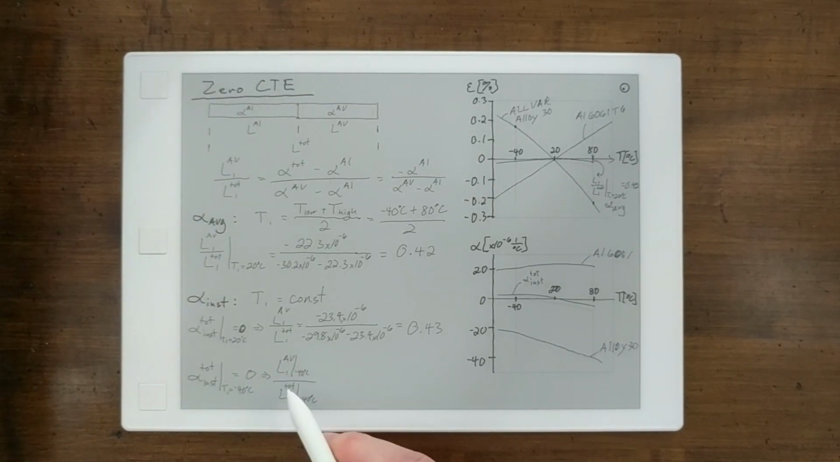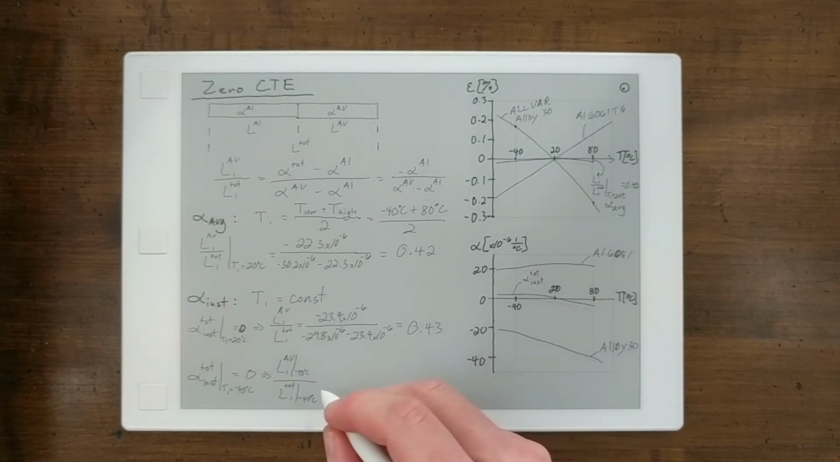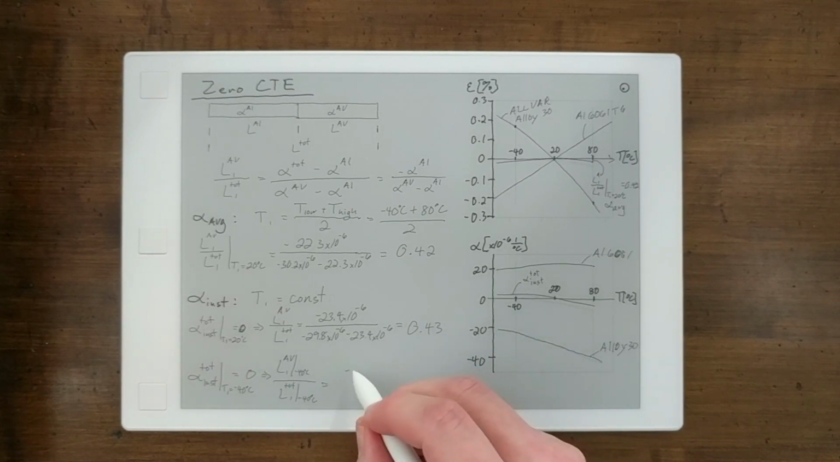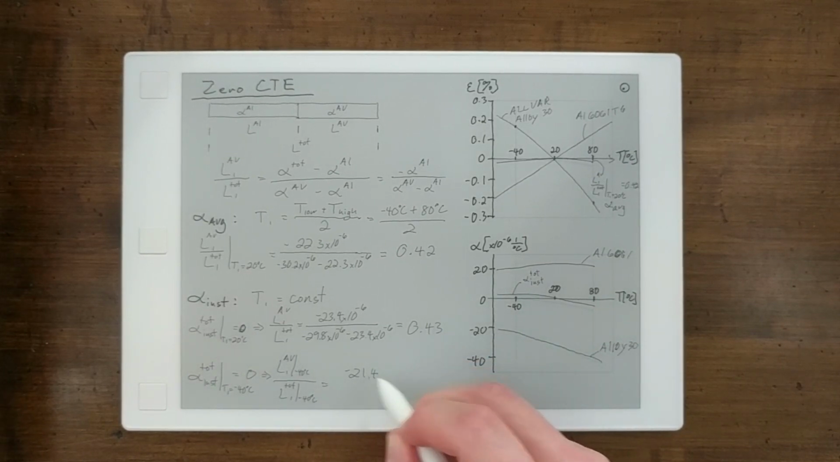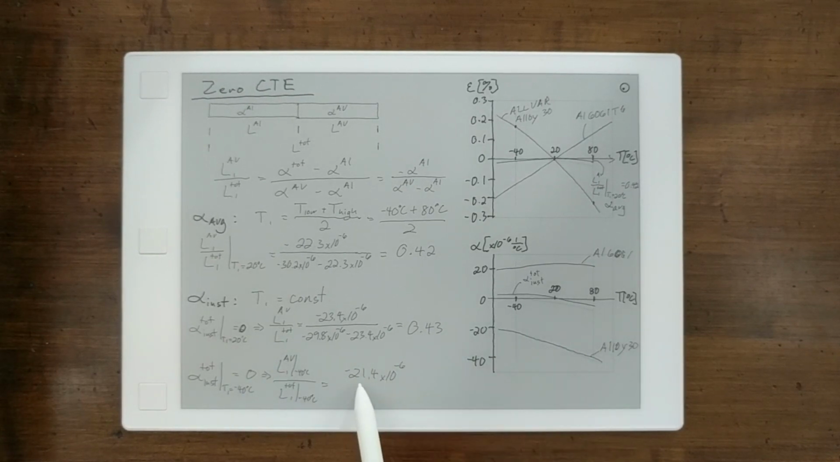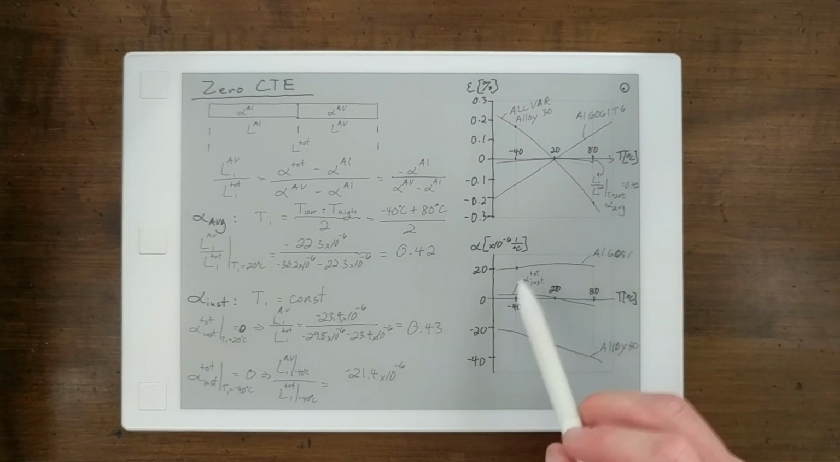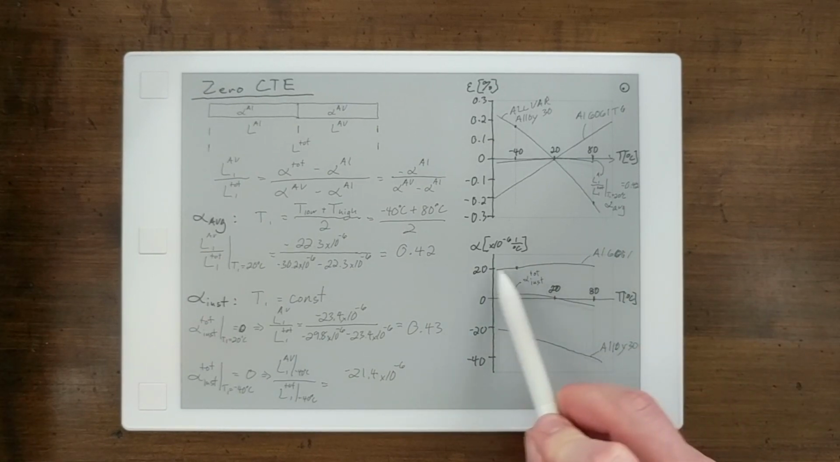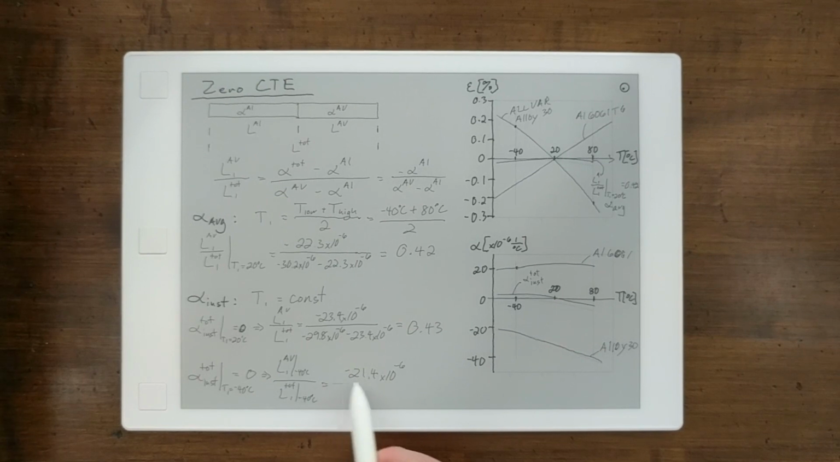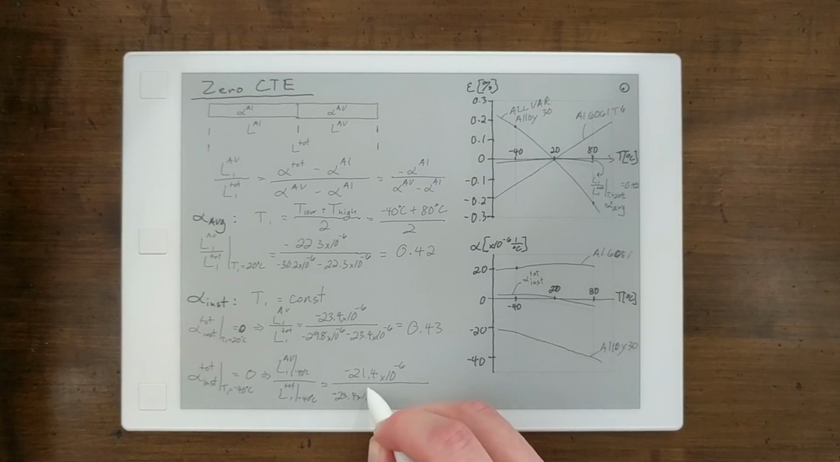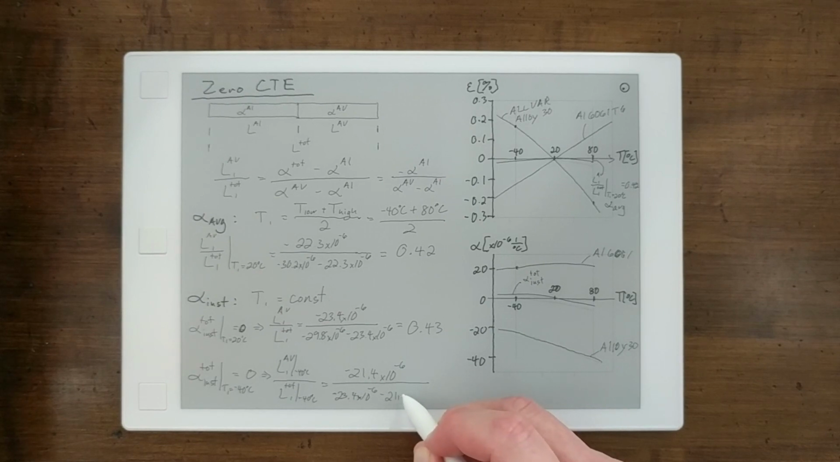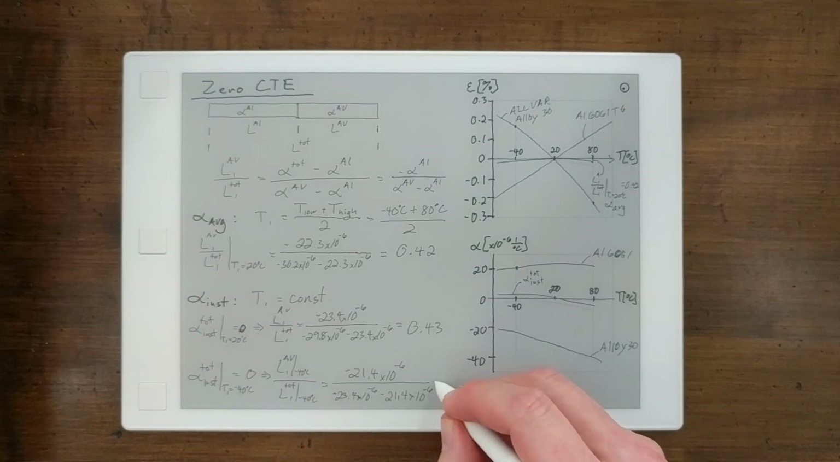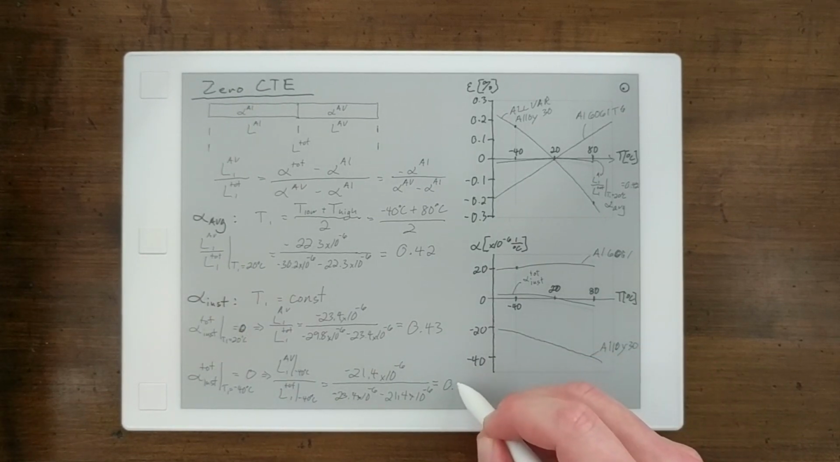Notice you actually have to measure these at the low temperature. But what that gives you is negative 21.4 times 10 to the negative 6. So that's the instantaneous CTE. This is the instantaneous CTE of the aluminum 6061 at negative 40 degrees Celsius. You divide that by negative 23.4 times 10 to the negative 6, and then you subtract the aluminum's coefficient of thermal expansion as well, times 10 to the negative 6. And that is equal to 0.48.